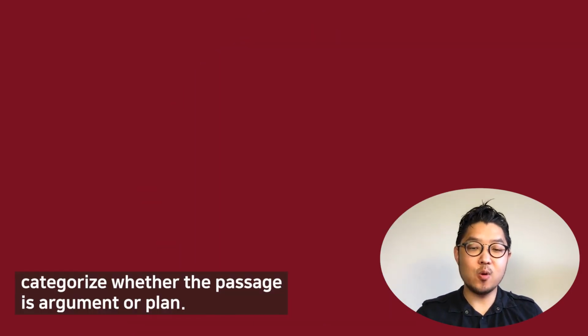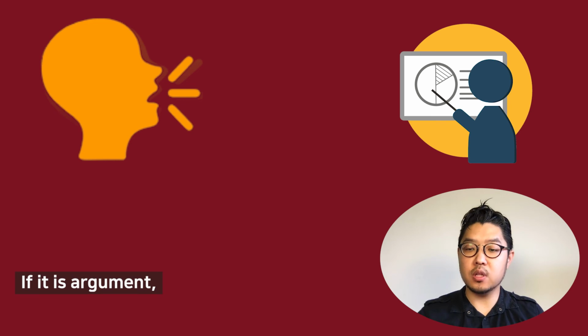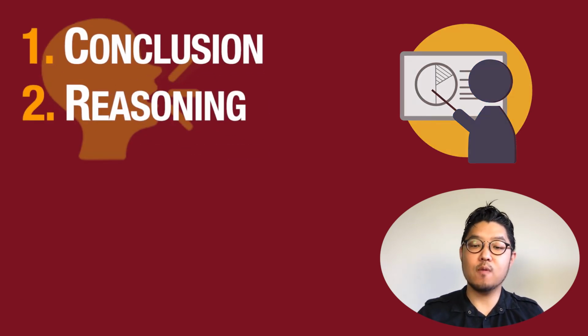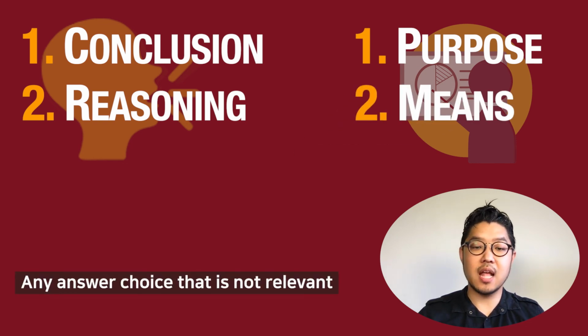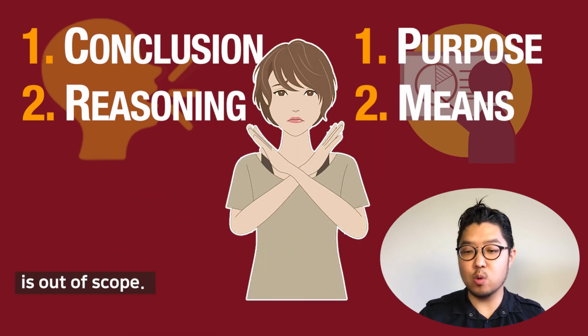In sum, categorize whether the passage is argument or plan. If it is argument, look for the conclusion and reasoning. If it is plan, look for the purpose of the plan and the means to achieve it. Any answer choice that is not relevant to the relationship between these two factors is out of scope.